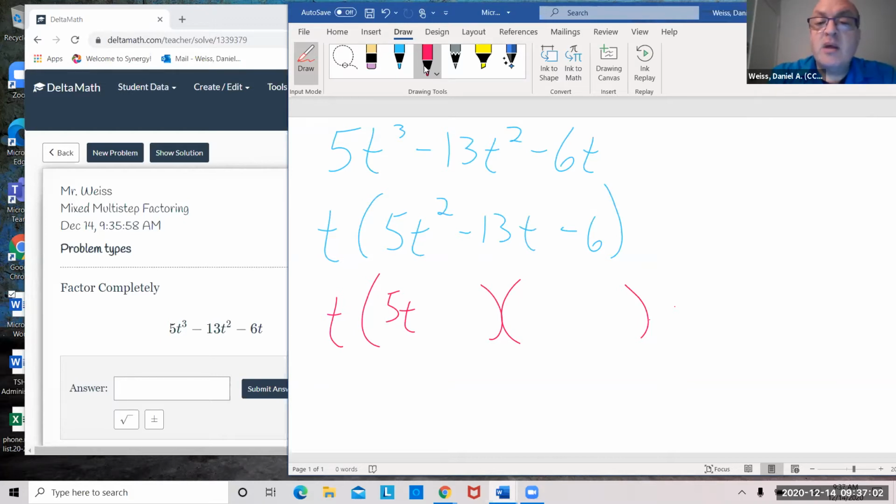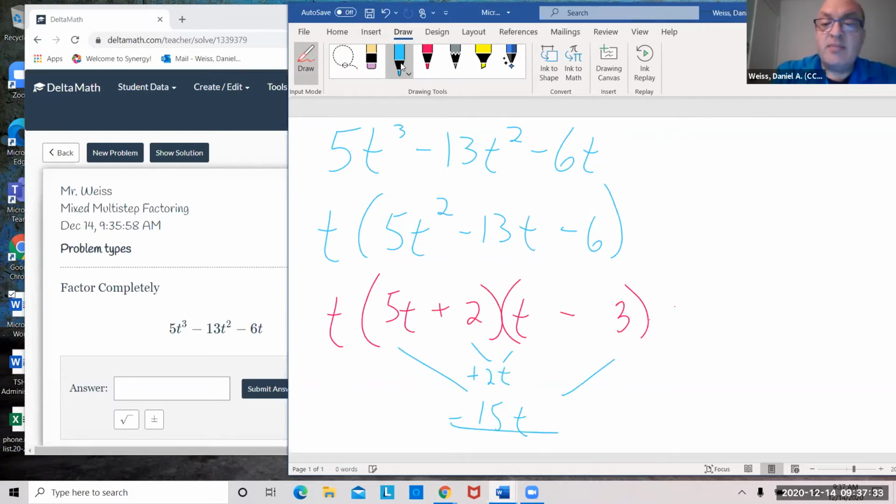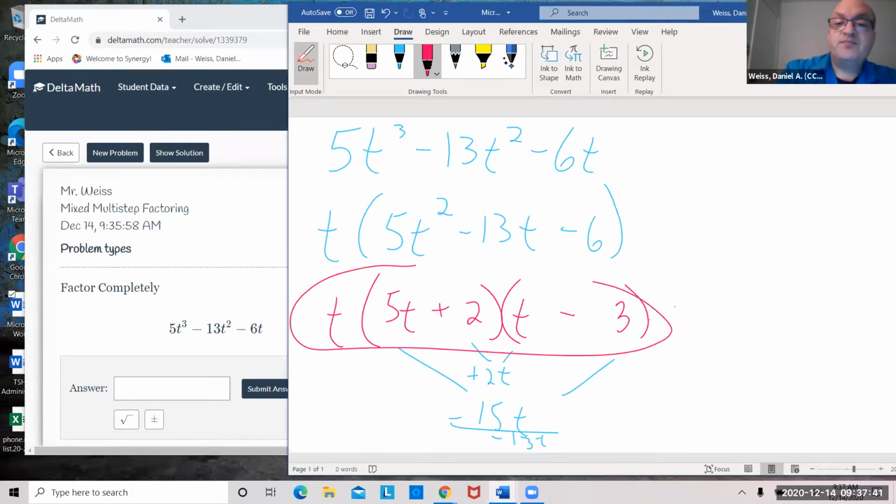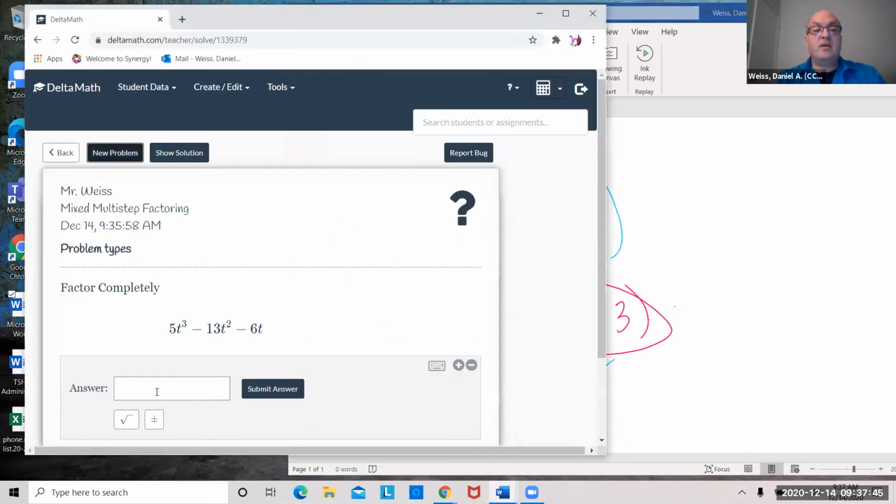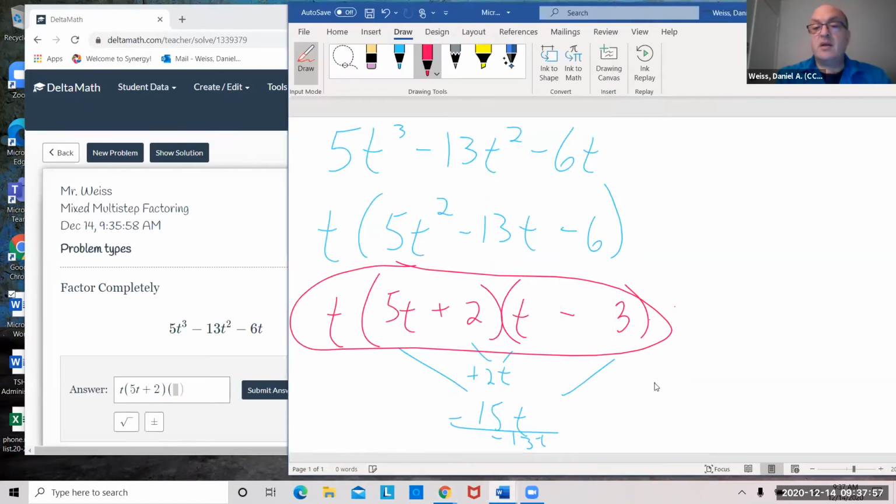5t and t makes 5t squared. What times what makes negative 6? 2 times 3. All right, we're going to go with 3 over here and 2 over here. Put the negative here and the plus here because outer makes negative 15t, inner makes plus 2t, and that makes negative 13t. Aha. So here's my answer: t, 5t plus 2, t minus 3.